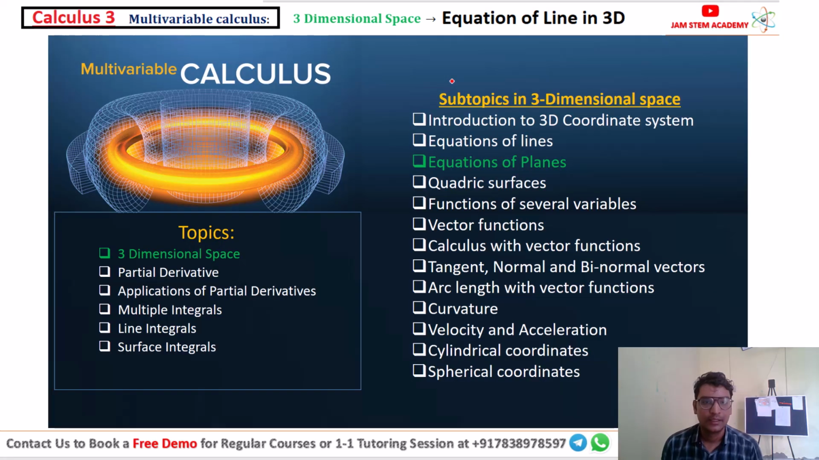Right? So that was all about the equation of a plane, and I also told you how to find the equation of a plane, and if the equation of a plane is given, what you can determine from that. Okay. So I'll talk about quadratic surfaces in the next session, which is very important for multivariable calculus.